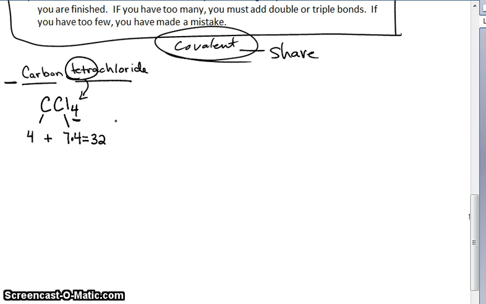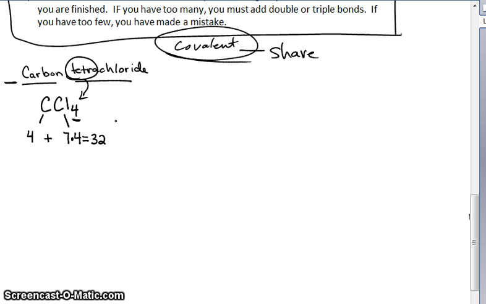32 is the maximum number. Write yourself a helpful hint. Helpful hint: 32 is the maximum number of valence electrons you can have, well, in our class. 32 is the maximum number of valence electrons you can have in our class.